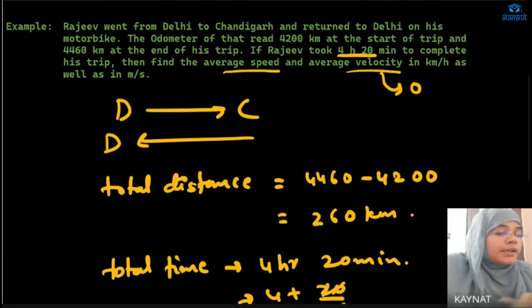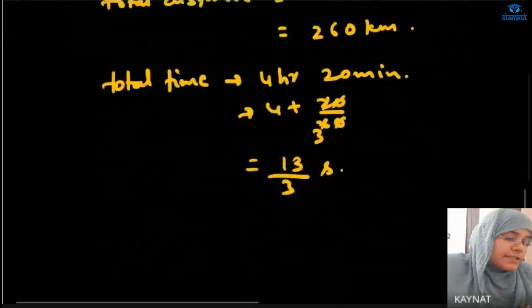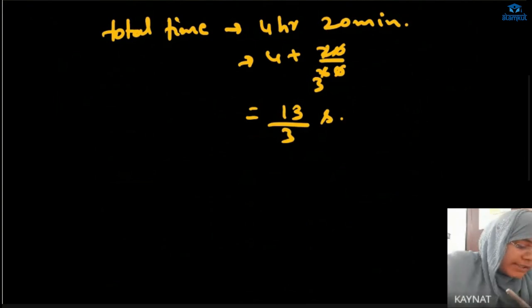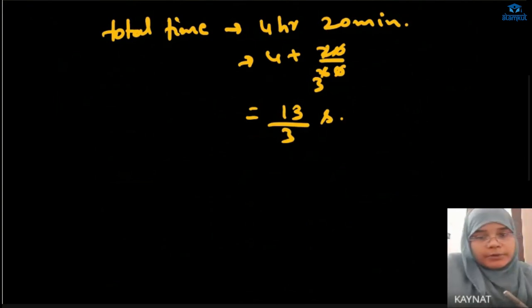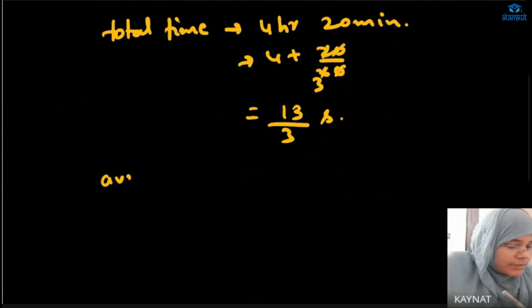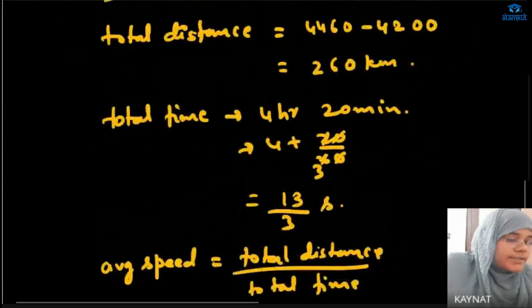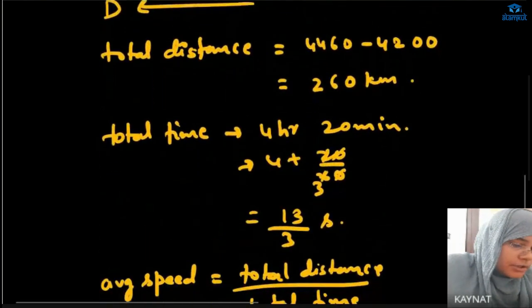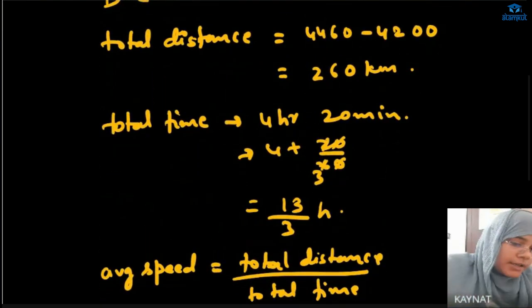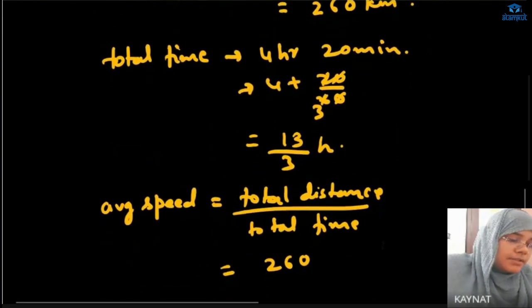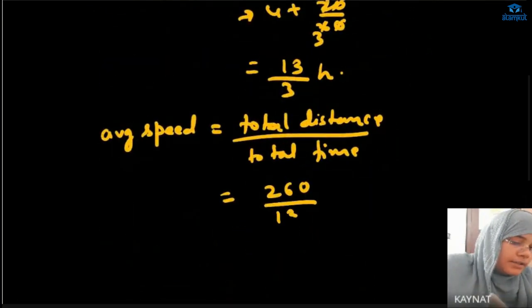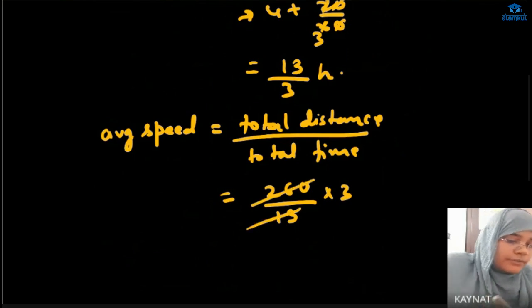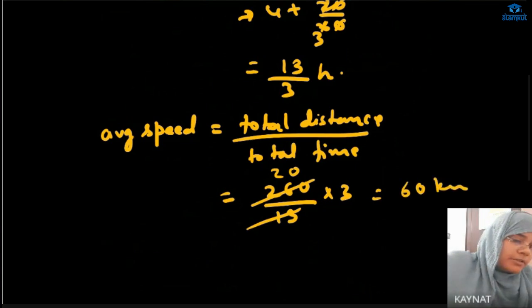Now, if we talk about average speed, then average speed would be total distance upon total time. We already know the total distance and total time. So average speed would be total distance 260 kilometer by total time 13 by 3 hour. Sorry, I wrote kilometer for the time by mistake, it is in hour. If it gets cancelled by 20, it would be 60 kilometer per hour.